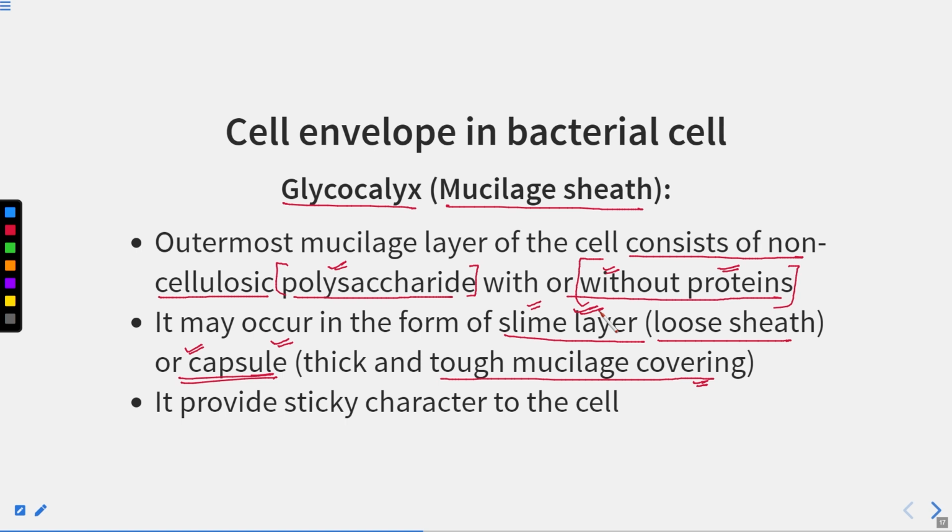It provides a sticky character to the cell. Through this slime layer, the cell gets a very sticky character, so whatever the substratum is, it gets attached to it.